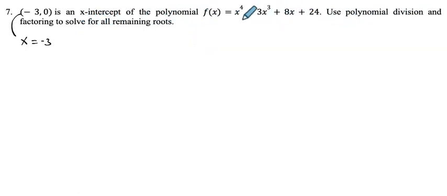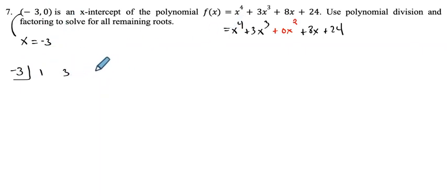So same concept here. Again, make sure that you don't have any missing pieces here, and I do, right? So this is x to the fourth plus 3x cubed. I'm missing the 0x squared, right? So just keep that in mind when you set up your synthetic division here, right? So -3 is my solution or my root, and I'm just going to fill in the gaps here. So I got 1x to the fourth, 3x cubed, 0x squared, 8x, and 24.